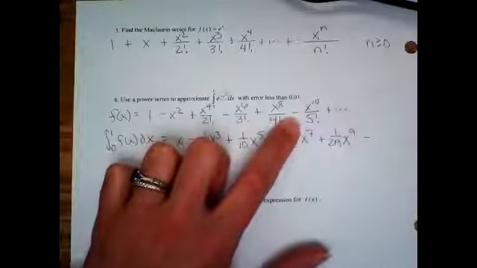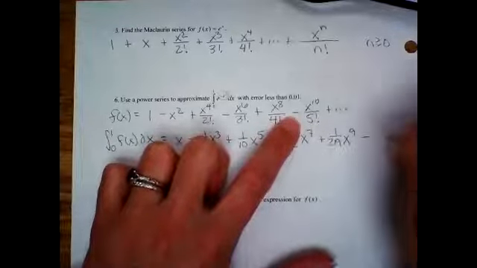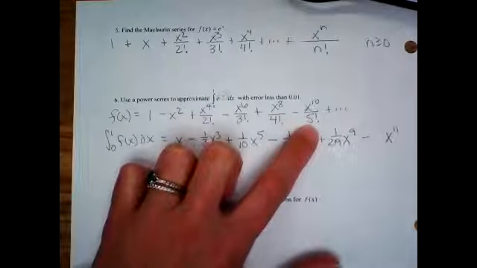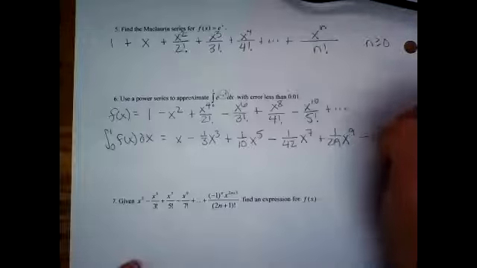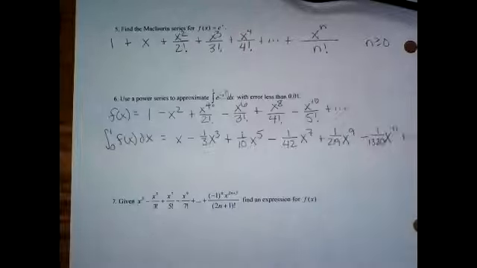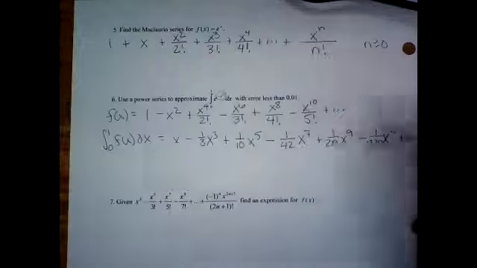And then minus, now that would be 1/11 x to the 11th. You'd have to do 11 times 5 factorial, which is 120. So 11 times 120, please. Okay, I don't think we're going to need to go that far to get the error to be 0.01, but we'll see what happens.